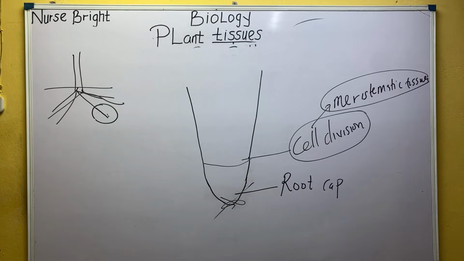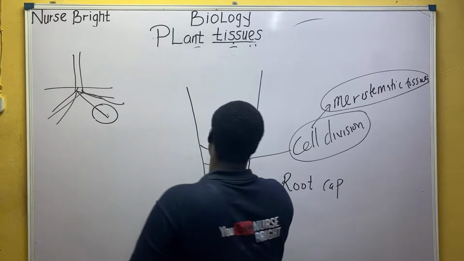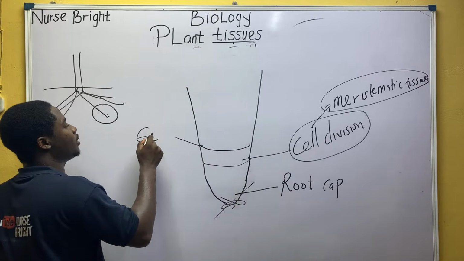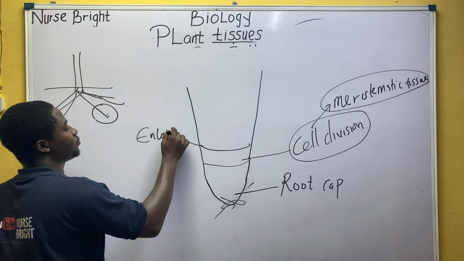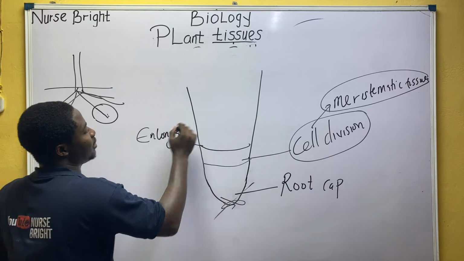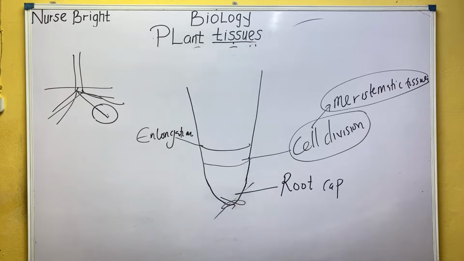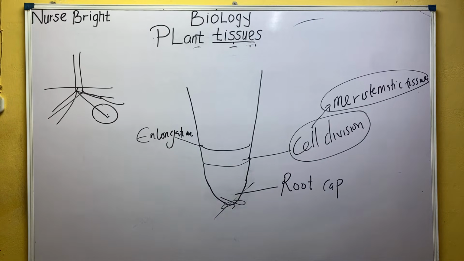Are you listening? After that, we now have the next, called the region of elongation. This part is basically where the cells lengthen. After the division, now the elongation zone. That's the elongation zone. It's found just behind the cell division zone.